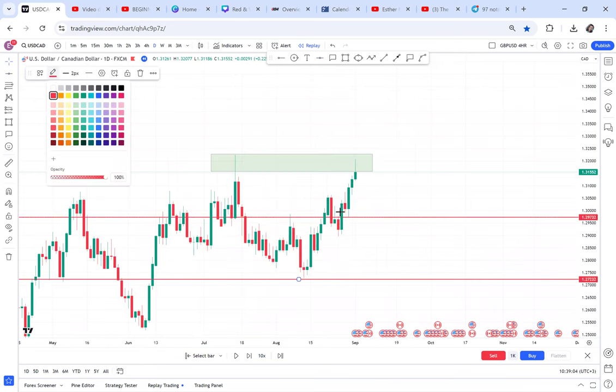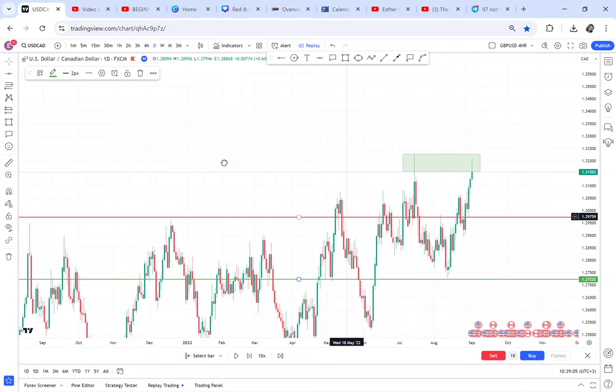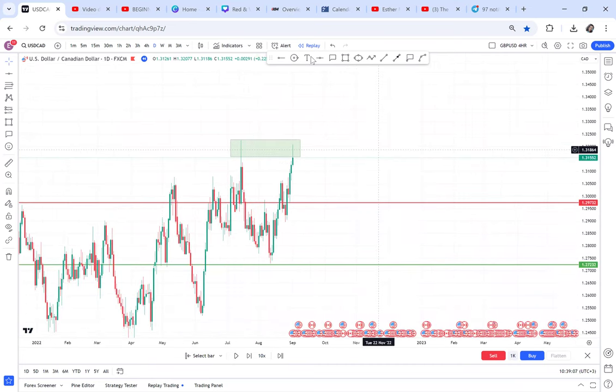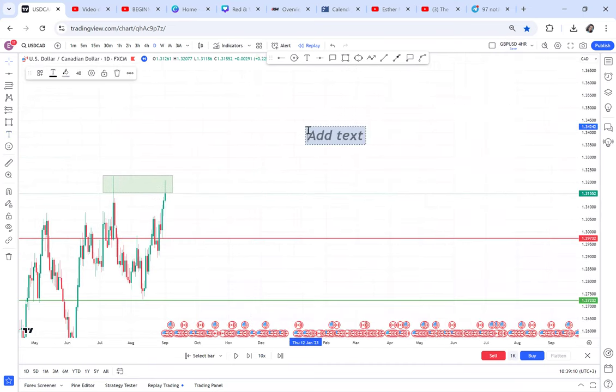Always understand there are two types of double top, and I told you there are two types. A double top on an uptrend, we said it is hard to trade. Why did we say it is hard to trade?